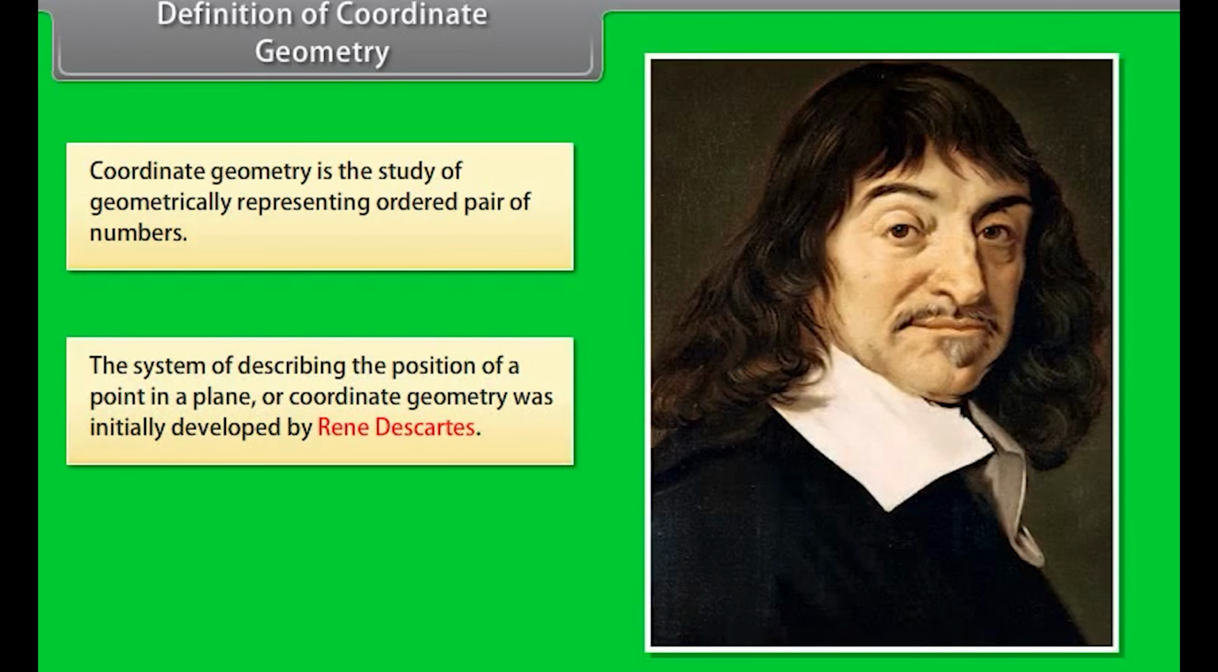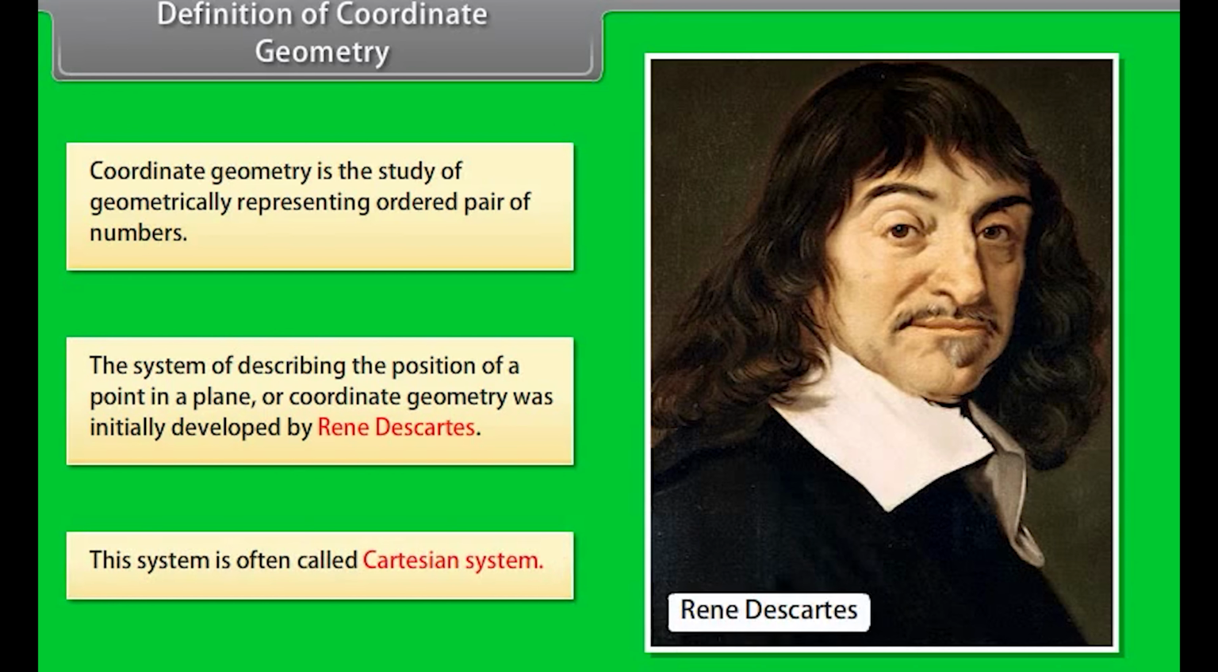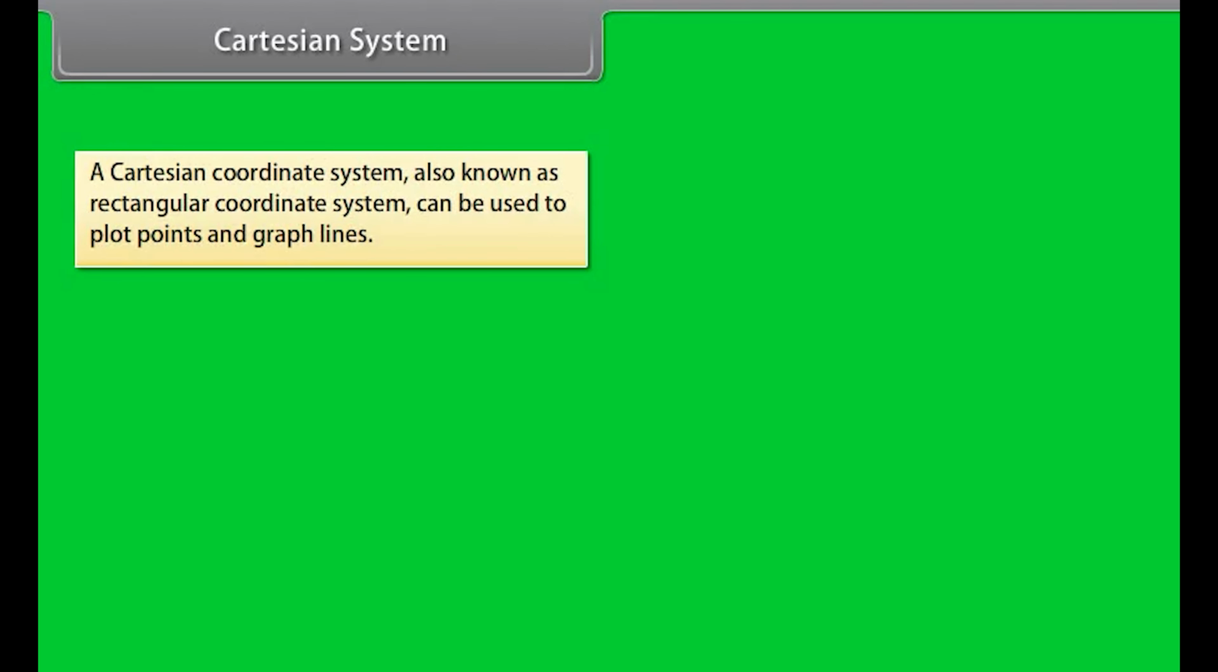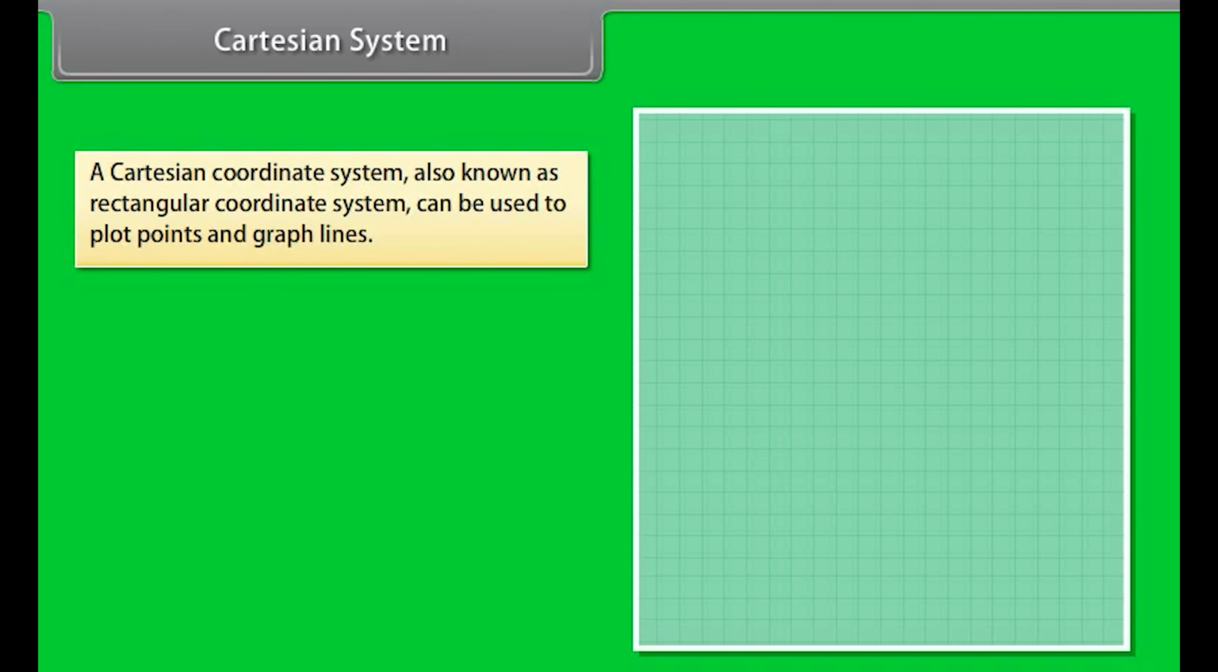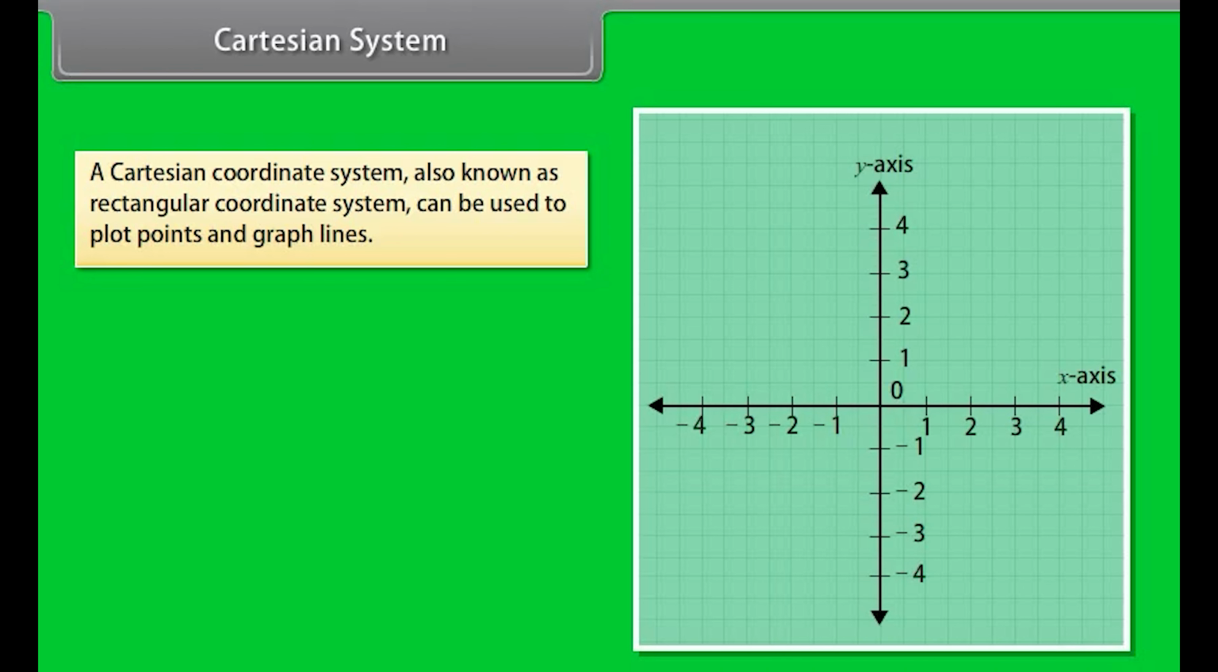Definition of coordinate geometry. Coordinate geometry is the study of geometrically representing ordered pairs of numbers. The system of describing the position of a point in a plane in coordinate geometry was initially developed by René Descartes. This system is often called the Cartesian system. A Cartesian coordinate system, also known as a rectangular coordinate system, can be used to plot points and graph lines. It is basically a set of two number lines, the x-axis and the y-axis.